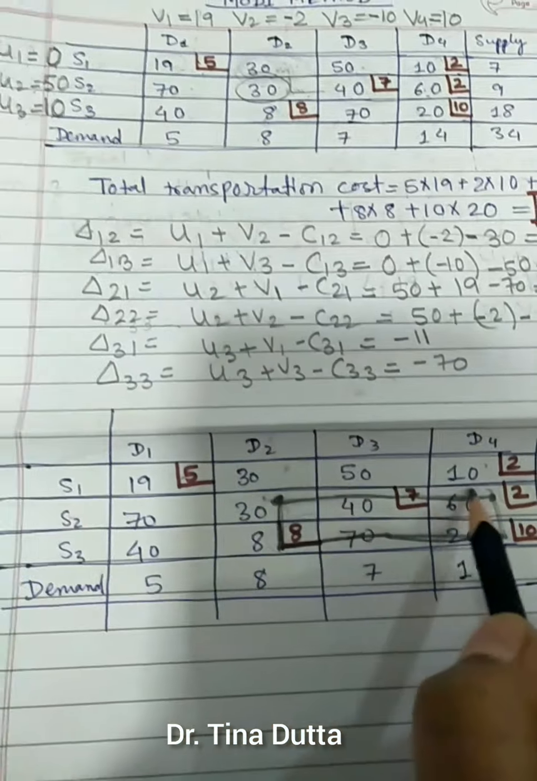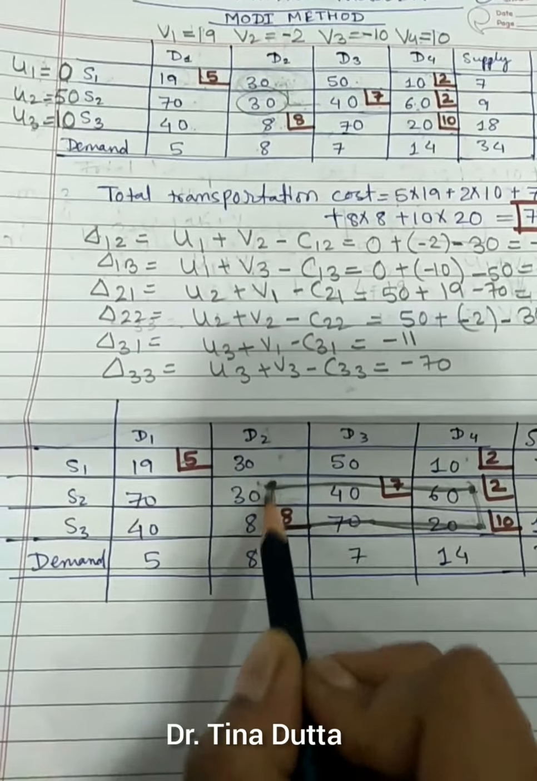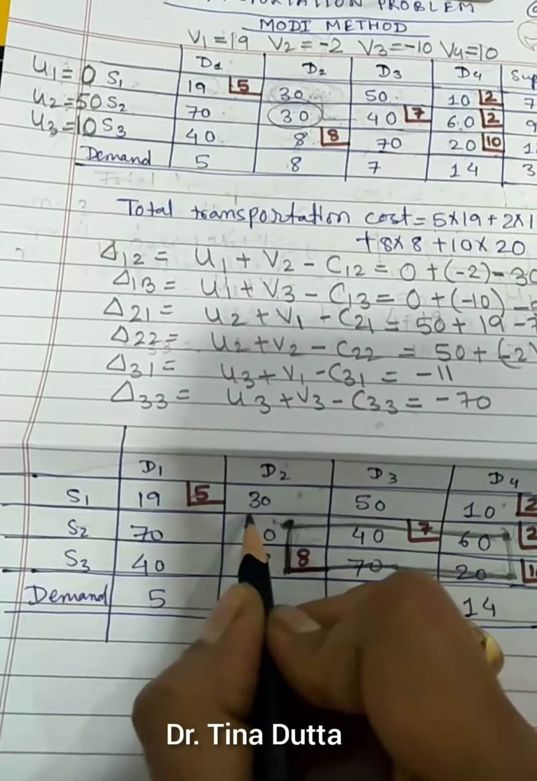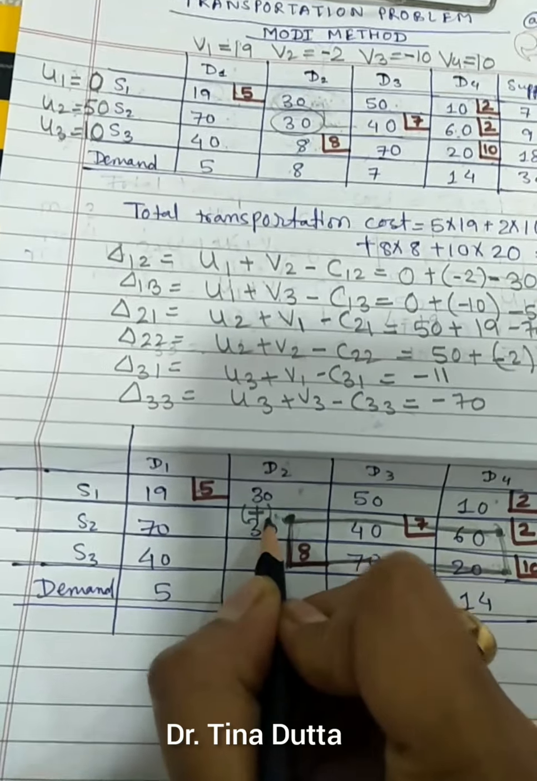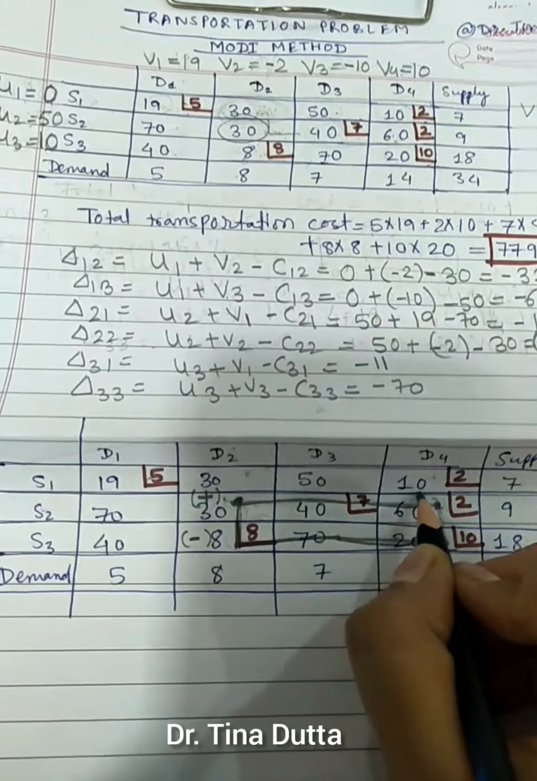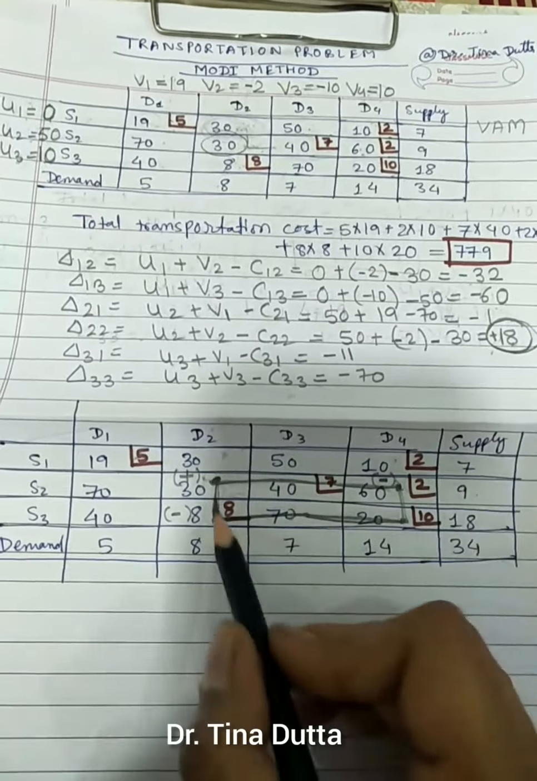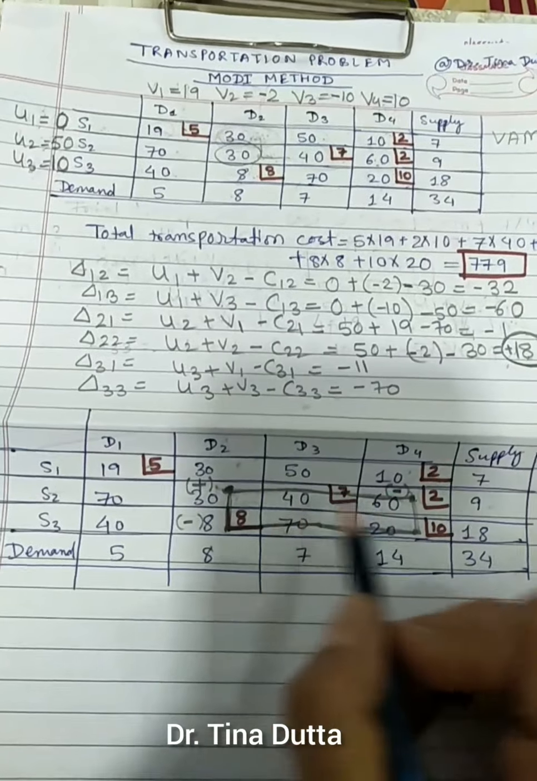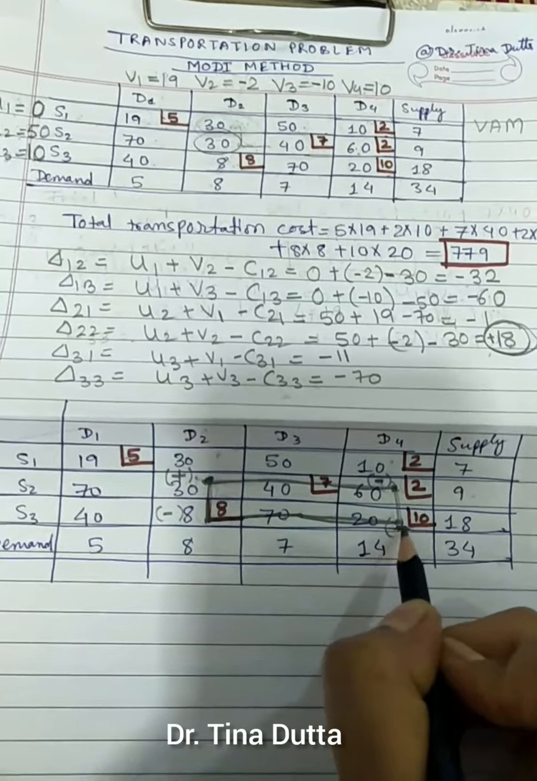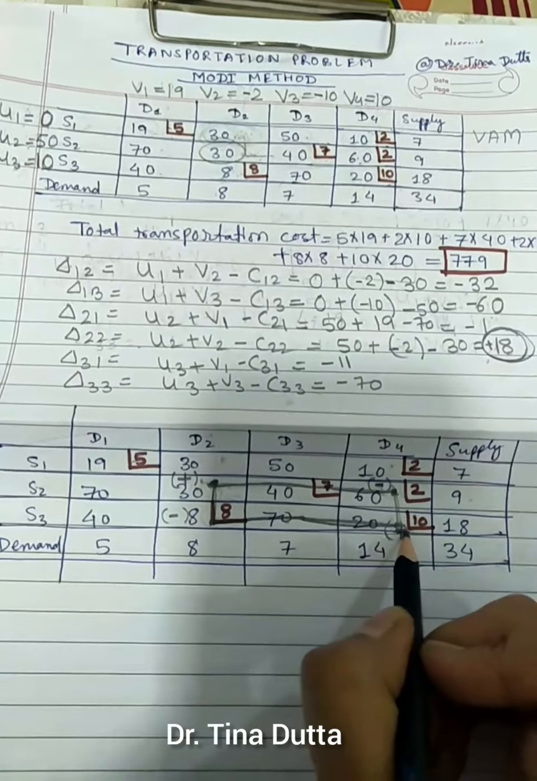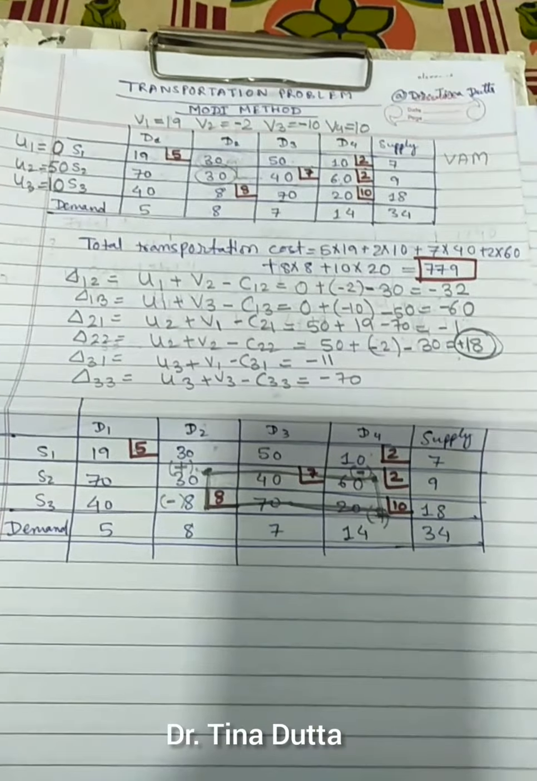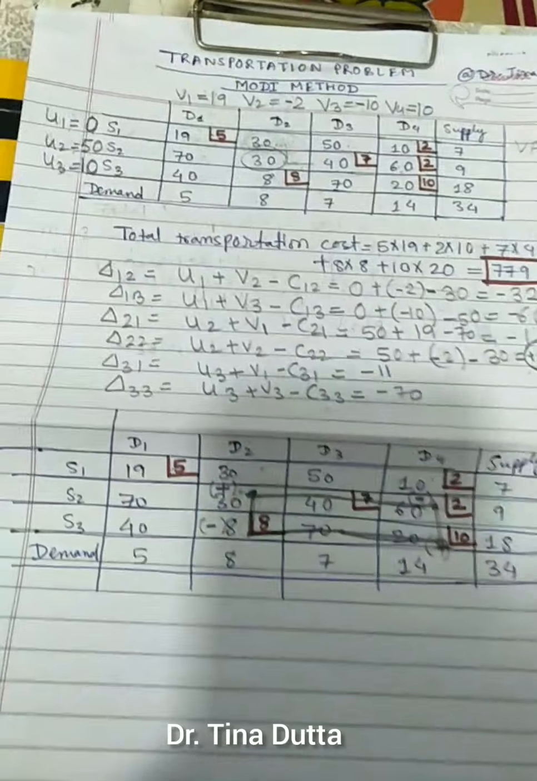Its adjacent corners are this cell and this cell. These are the adjacent corners. This is not an adjacent corner. So if you are adding goods here, that means you have to subtract goods from here and you have to subtract goods from here, so that the total supply and total demand remain the same. Now when you are subtracting goods from here, you need to add goods here, right? So this is plus, minus, plus, minus, so that all the supply and demand requirements remain the same.